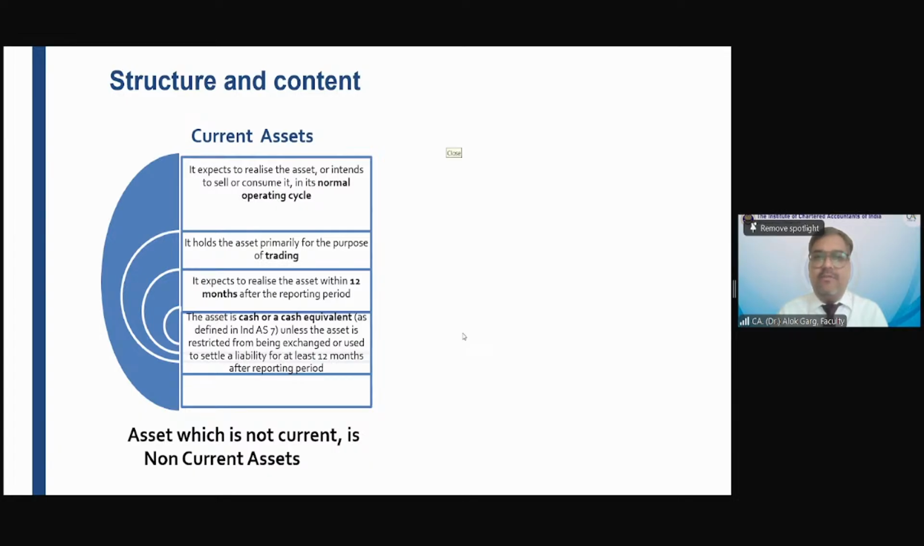Shweta is saying current. So we are vacating our office in 3 months. So whether 3 months is within 12 months or not.